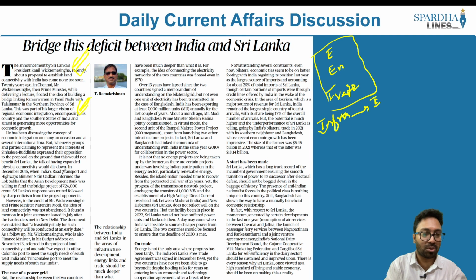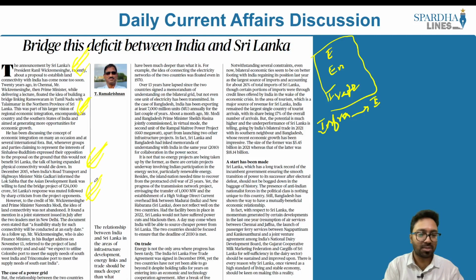So in December 2015, when India's Road Transport and Highways Minister Nitin Gadkari informed the Lok Sabha that the Asian Development Bank was willing to fund a bridge project of 24,000 crores, Sri Lanka's response was muted following the project initiation. So there have been initiatives in the past, but they have not become successful because of the constant voicing of a few people in the Sinhalese Buddhist majority country, and as a result this project has been abandoned. So these kinds of issues should be addressed, is the first point.